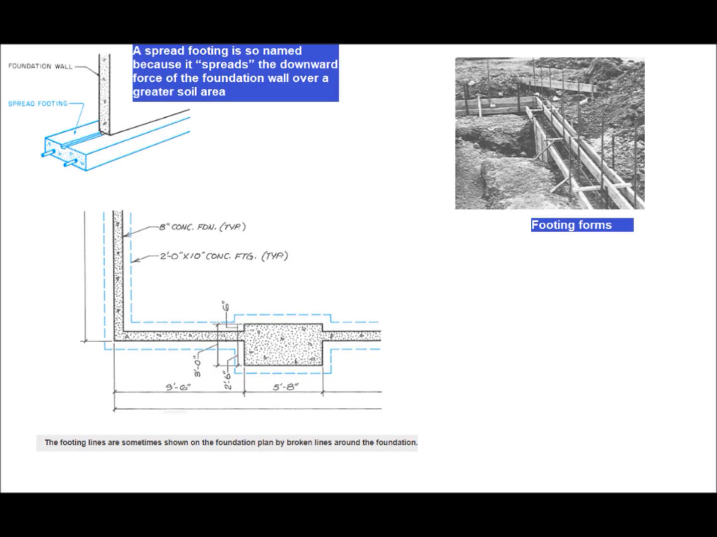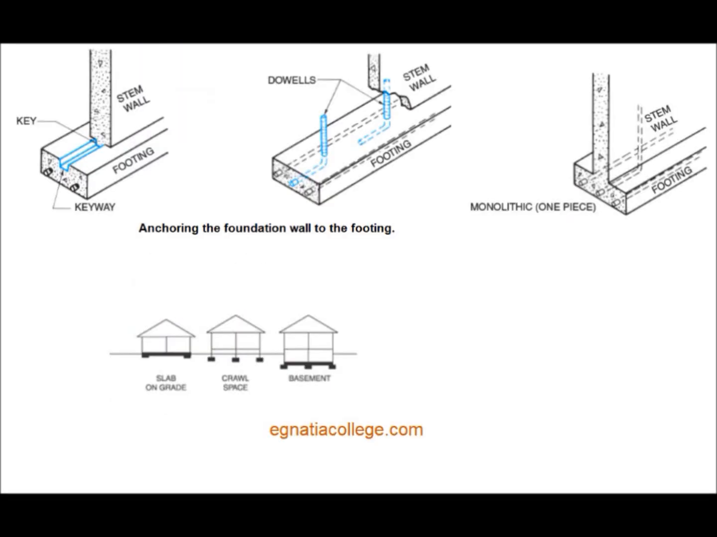The footing is shown on the foundation or basement plan by dotted lines outside the foundation wall lines. The dimensions of the footings can be determined from the dimensions shown for the foundation. The foundation rests on the center of the footing unless otherwise specified, but the dimensions must meet the minimum requirements.